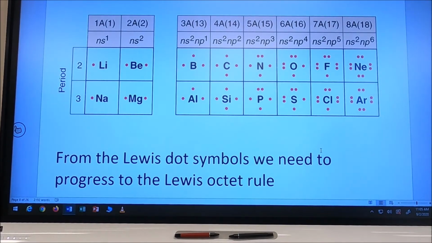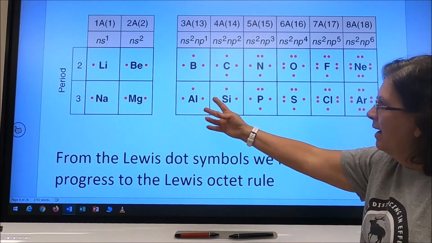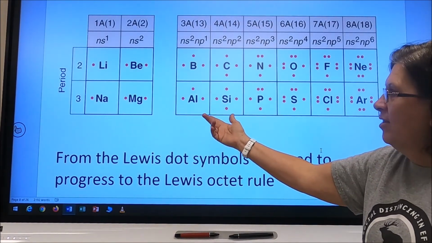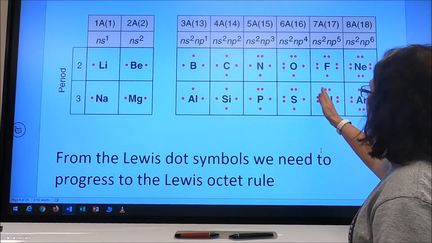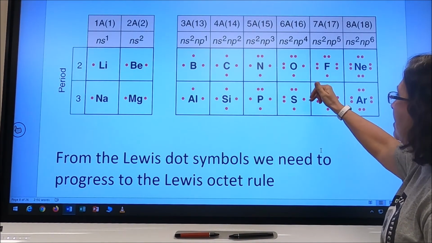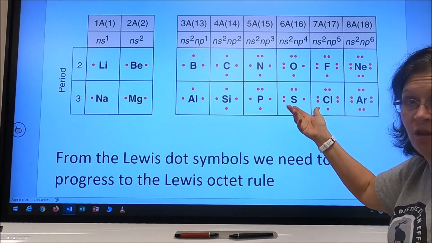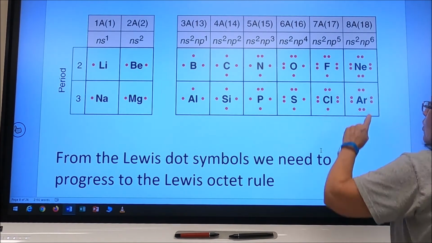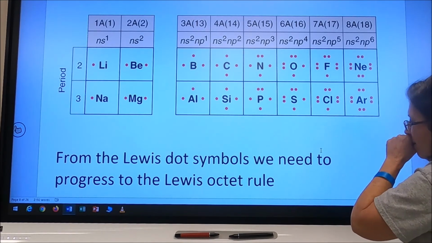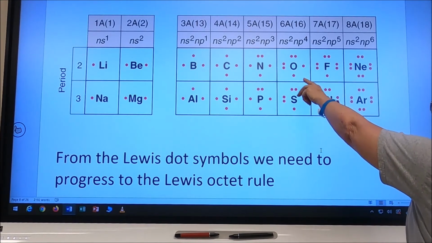Now, some things that the Lewis dot does for us is it tells us for something like our metals how many electrons they have to lose to look like their nearest noble gas neighbor. For our non-metals, it tells us how many electrons they have to gain to look like their nearest noble gas neighbor. Notice fluorine is 1 electron dot short of neon.